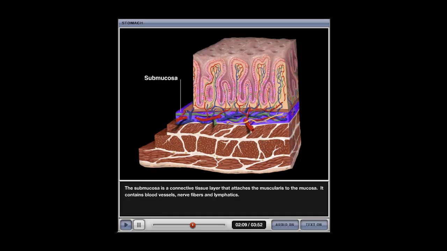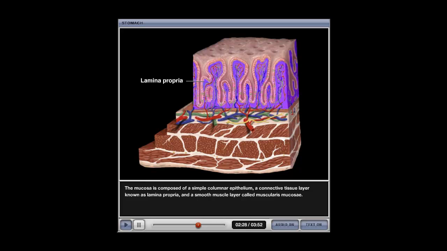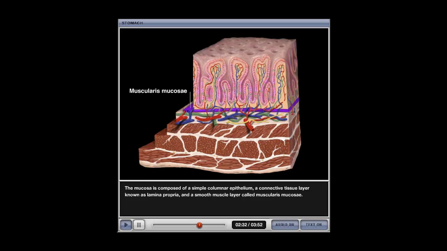The submucosa is a connective tissue layer that attaches the muscularis to the mucosa. It contains blood vessels, nerve fibers, and lymphatics. The mucosa is composed of a simple columnar epithelium, a connective tissue layer known as lamina propria, and a smooth muscle layer called muscularis mucosae.